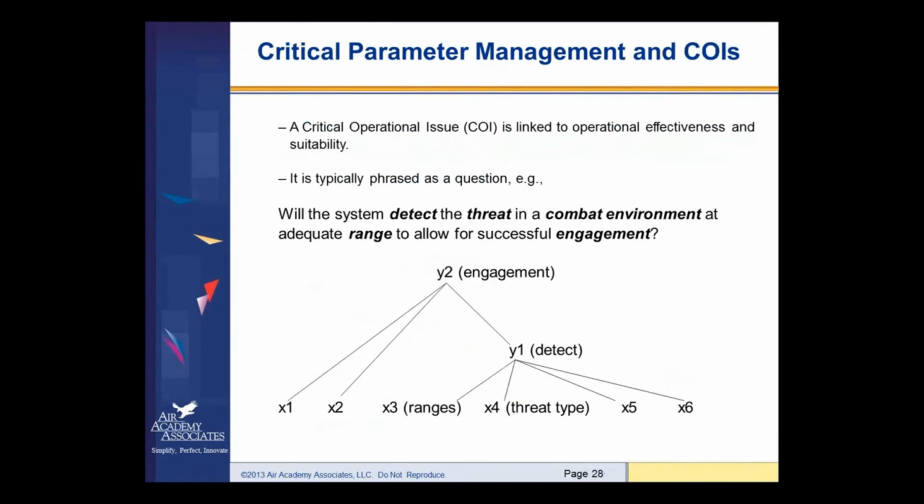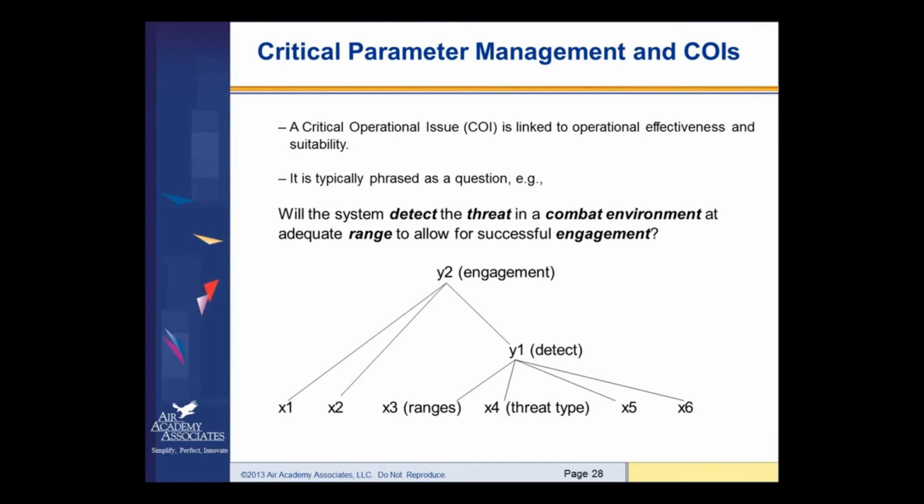A critical operational issue is usually set aside by phrasing it as a question, like, will the system detect the threat in a combat environment at adequate range to allow for successful engagement? Well, just in that question, there are words that speak out at us, like detect and engage. Those are performance measures. Threat, you have different types of threat. You have different types of ranges. You have different types of combat environments.